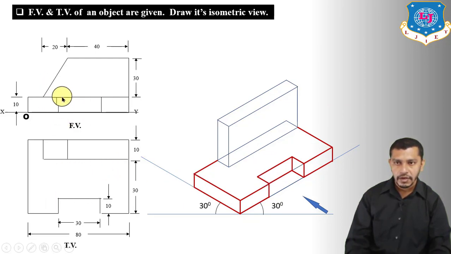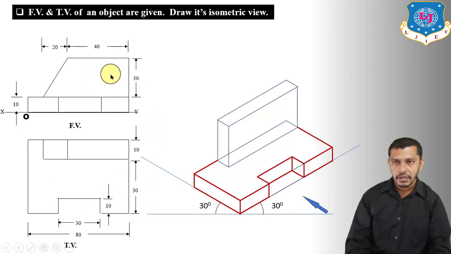In the front view, it looks like three rectangles, 1, 2, 3. So observing from this direction, we will get 1, 2, and 3 rectangles. And in the top view, it will look like this. So this will be the final isometric view of this bottom plate.